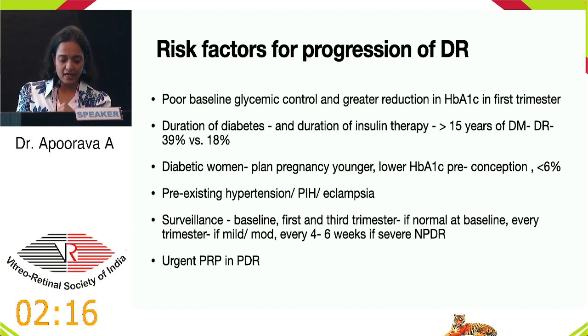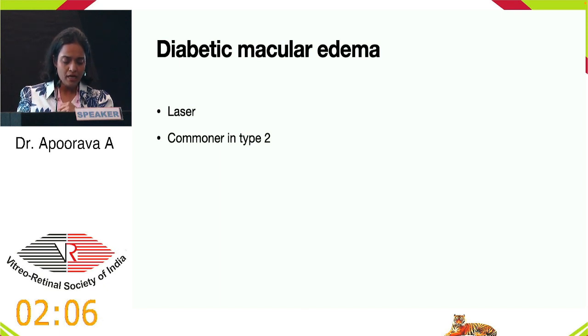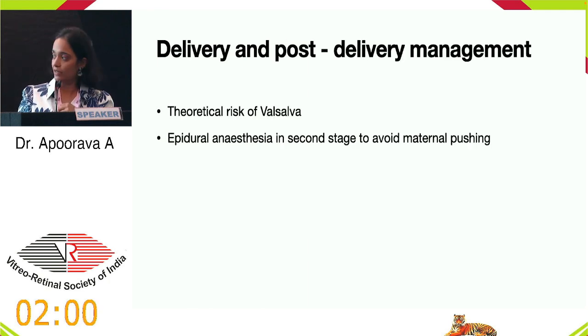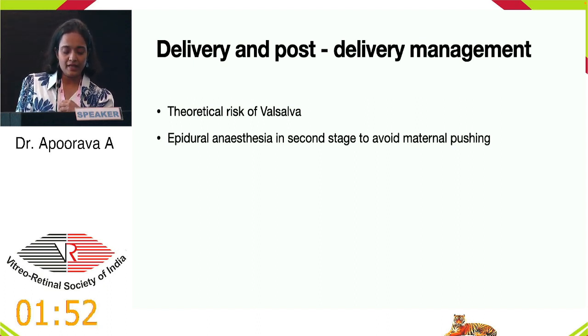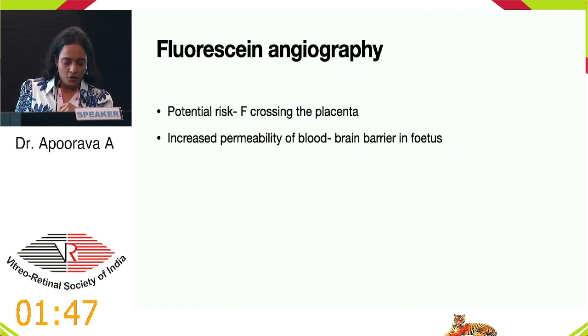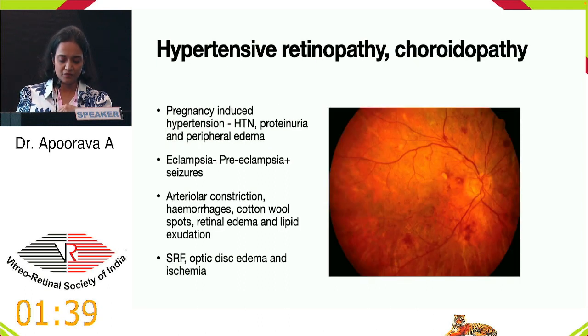If there is a PDR, or even, as some studies and authors have said, a very severe NPDR, it can undergo an urgent PRP in view of the risk of progression to PDR. Diabetic macular edema is commoner in type 2 diabetics, and laser is preferred compared to intravitreals. During delivery and post-delivery, there is of course a theoretical risk of Valsalva. Epidural anesthesia in the second stage of labor is recommended to avoid maternal pushing. With fluorescein angiography, there is a potential risk of fluorescein crossing the placenta, and there is increased permeability of the blood-brain barrier in the fetus.